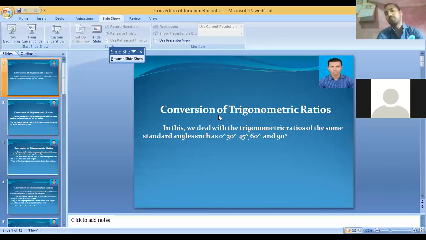Yesterday, as we discussed something about the conversion of trigonometric ratios. Yes, sir. In this, we deal with the trigonometric ratios of some standard angles such as 0 degree, 30 degree, 45 degree, 60 degree, and 90 degree.